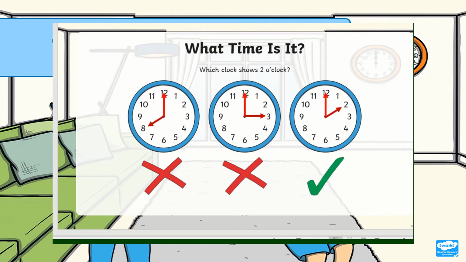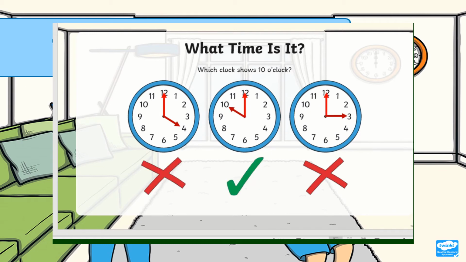Can you see which clock shows 2 o'clock? The one that has the green tick, because the hour hand is pointing at 2 and the minute hand is pointing at 12. They all show o'clock, but we wanted to see the one that said 2 o'clock. Again, look, that one shows 4 o'clock. And that one shows 10 o'clock.